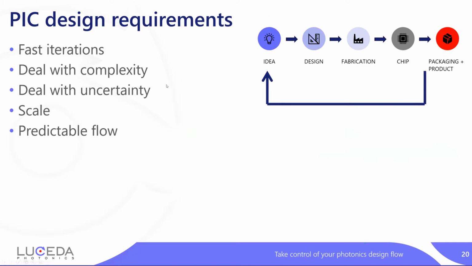Dealing with uncertainty can be from a technological point of view, for example, the foundry variability is something you don't control, but also project planning. Those types of uncertainties are always there when you build such a chip. Scale, you want to deal with scale, both in terms of your design team and in terms of your chips, and you want to have a predictable flow.